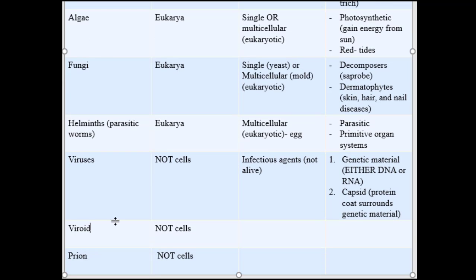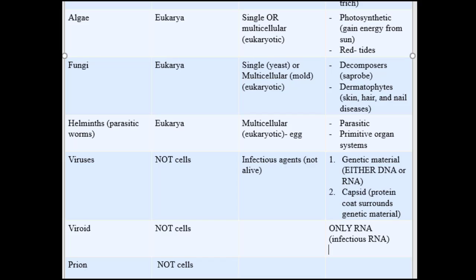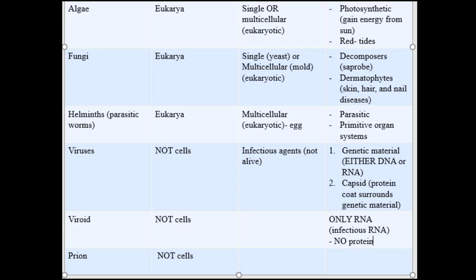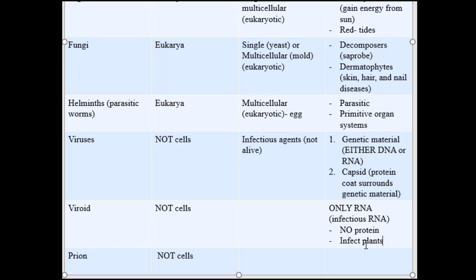Now, viroids are different than viruses because viroids contain only RNA. They are simply just infectious RNA. Viroids do not have any capsid or protein at all. They're just RNA alone. So there's no protein in a viroid. As far as we know, all of the viroids that we know about infect plants only. There could be some out there that infect humans or animals, but we haven't discovered them yet. Because they're so small and they're just RNA, it'd be really hard to find them.